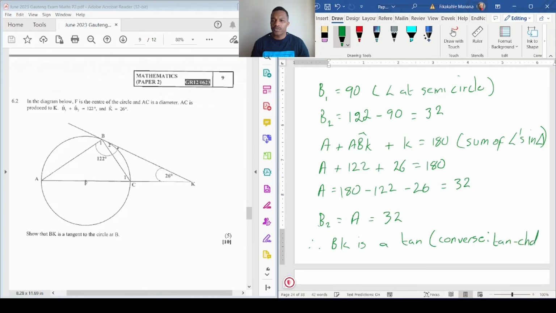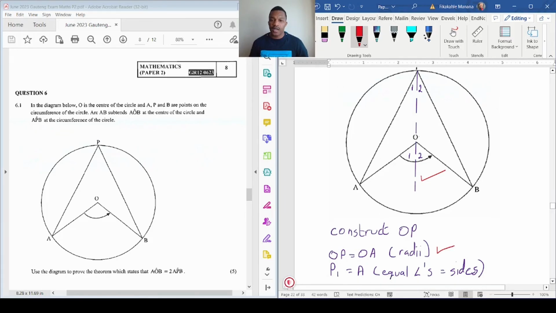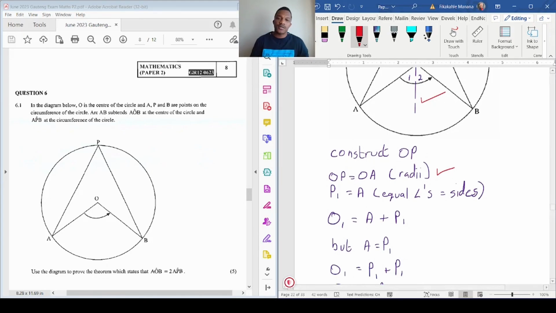10-chord theorem. That's it. So we're just gonna quickly do the marks. This was 5 marks. First mark is the construction of that line OP. That's the first mark. Second mark is recognizing that these are radii. That statement and its reason. Third mark is recognizing that with this reason, equal angles, equal sides.